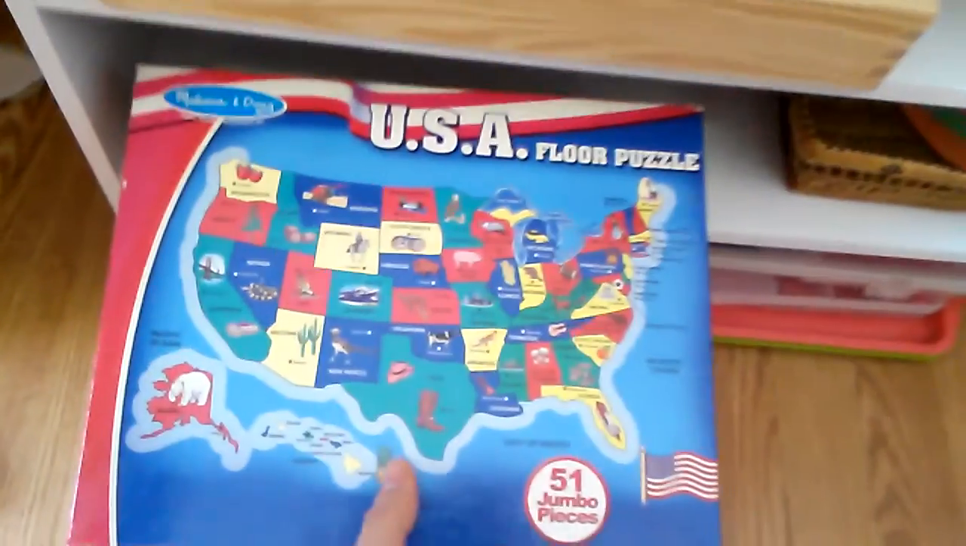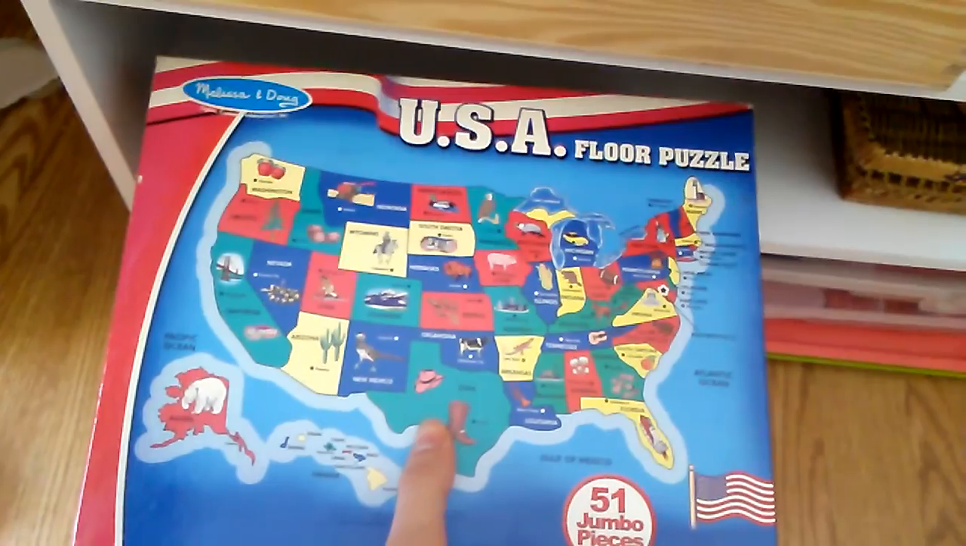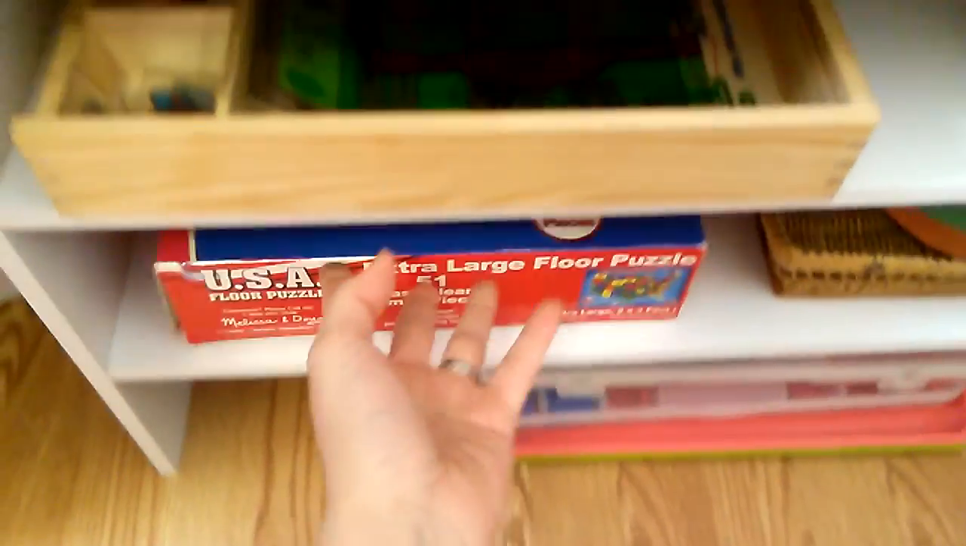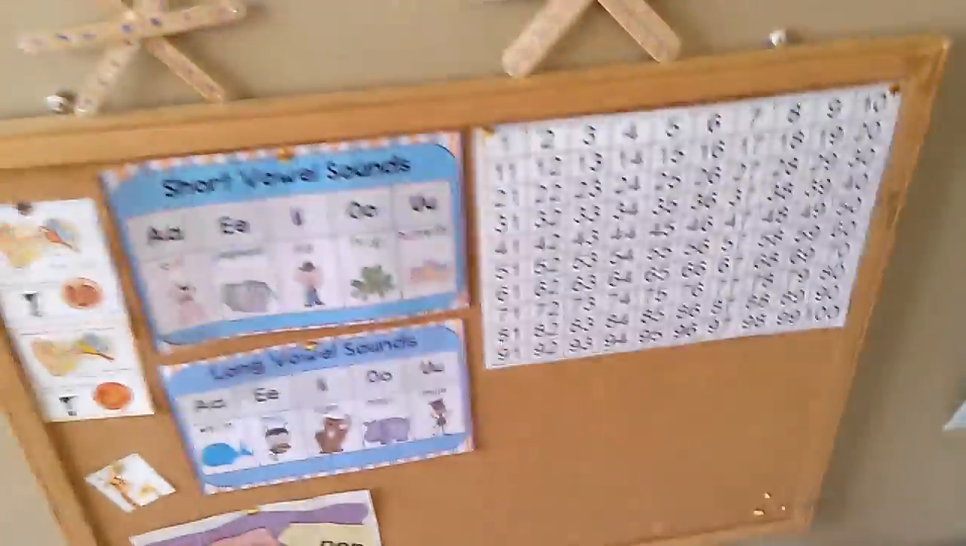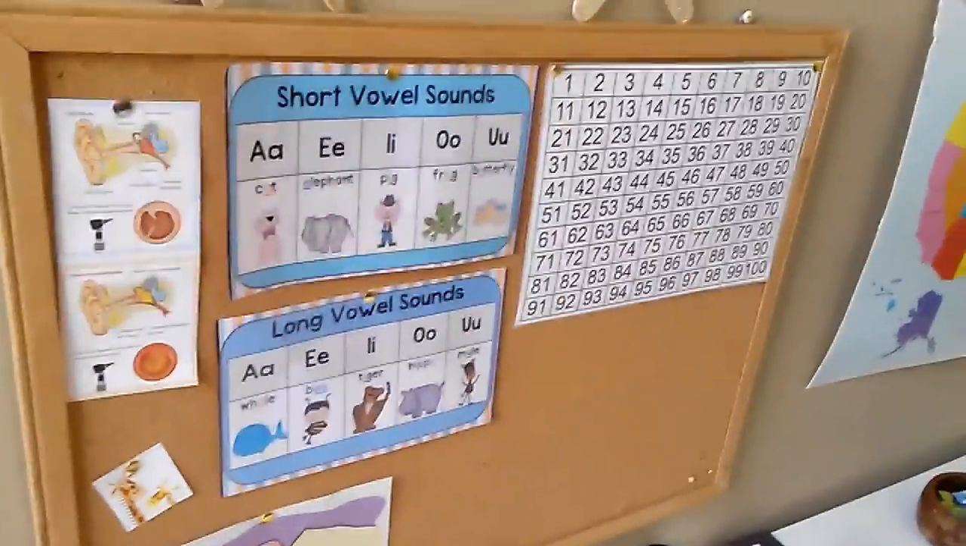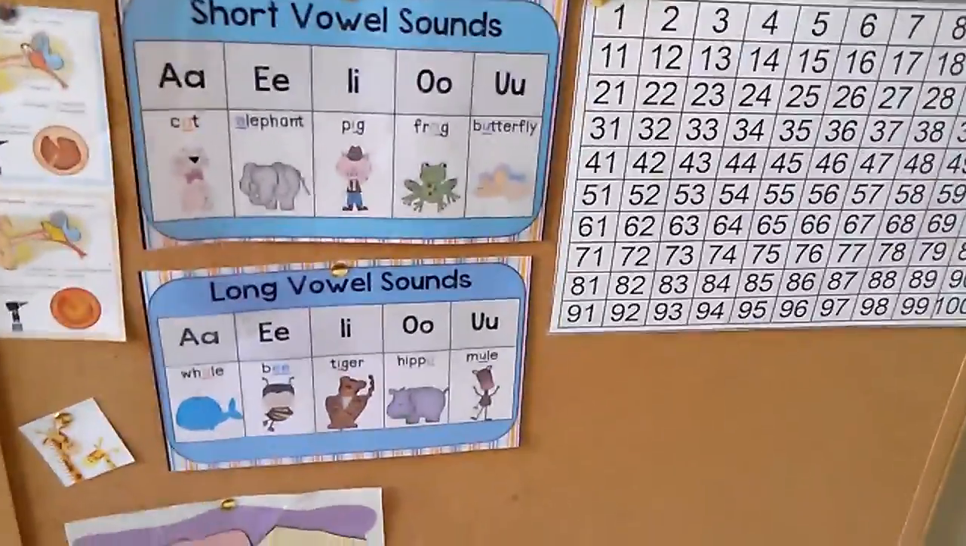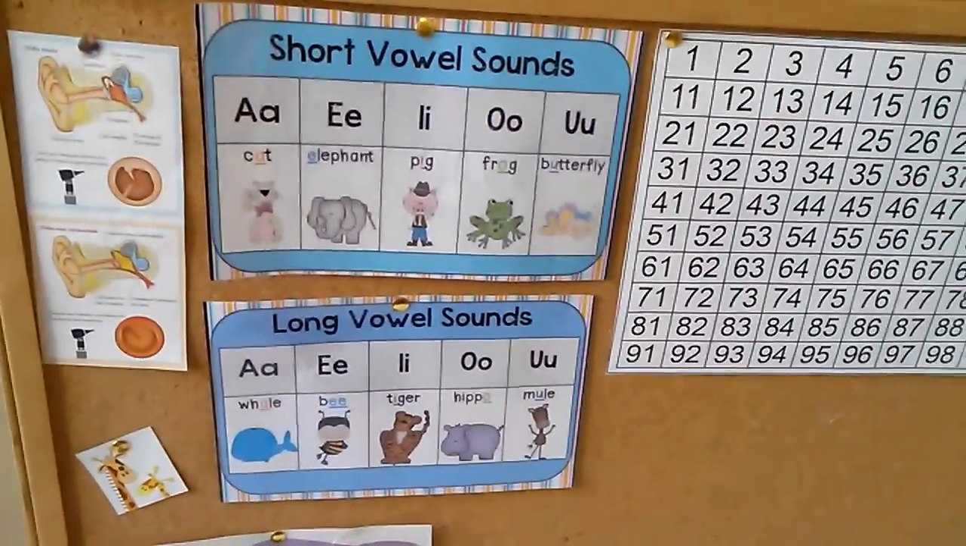Then I have a Melissa and Doug USA floor puzzle. I got this for free at the giveaway table from the co-op that we go to. This is the focus board that I have in front of her desk, and I have short sounds, long sounds, vowels. Over here, practical life.